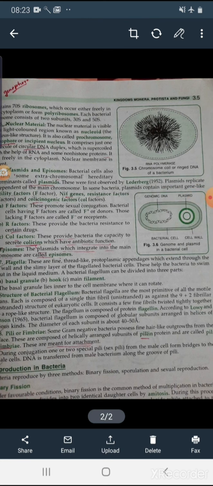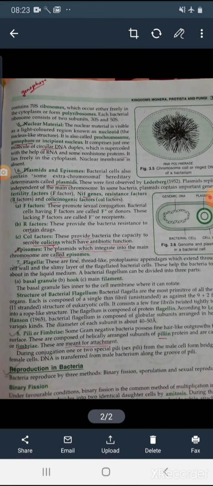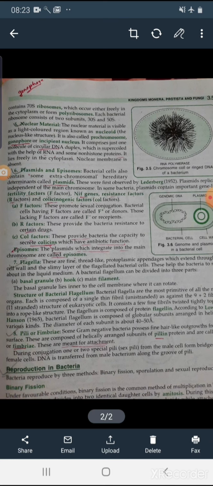They help in attachment. Whenever bacteria go into the host cell, with the help of these pili or fimbriae they can attach to the host cell. During conjugation, or reproduction, one or two special pili are formed, known as sex pili, that form a bridge-like structure between the male and female cell, and the DNA is transferred from the male bacterium through this pili. Through this pili, the male genetic material is transferred.